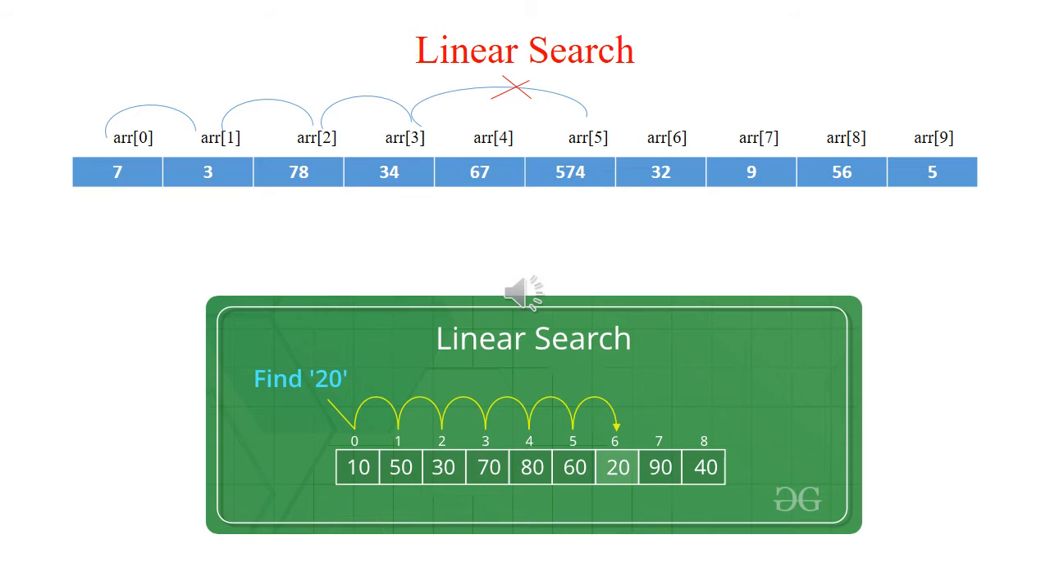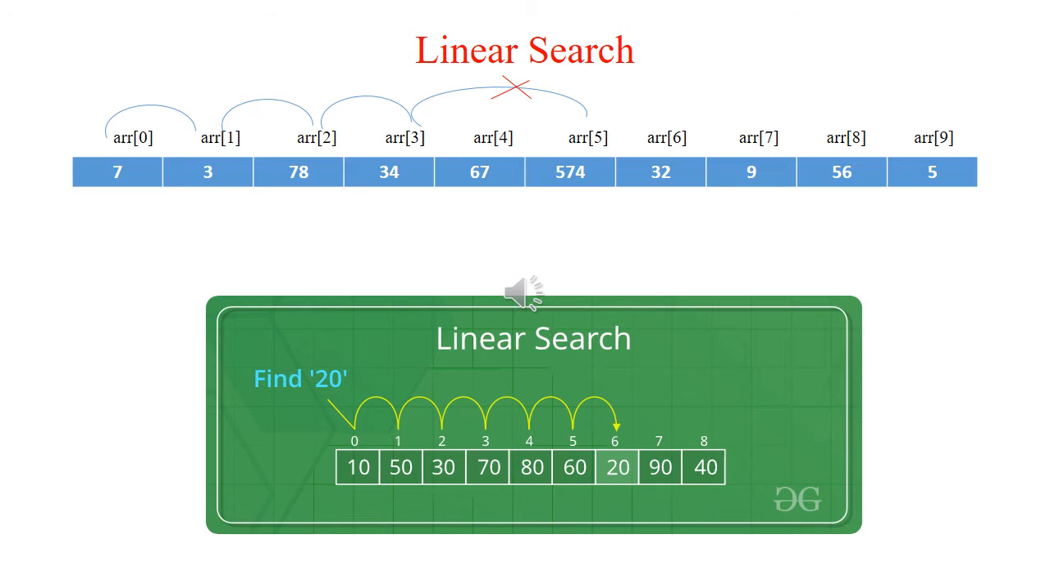In this example, suppose you are searching for 34. How does the algorithm proceed? First, it compares 7 with 34. 7 is not equal to 34. Then it compares 3 with 34. 3 is not equal to 34. Then it compares 78, then it compares 34. When it compared 34 with 34, it found the match. Yes, the match is there. So it stopped the searching of the array.